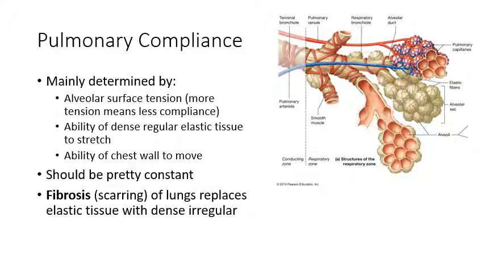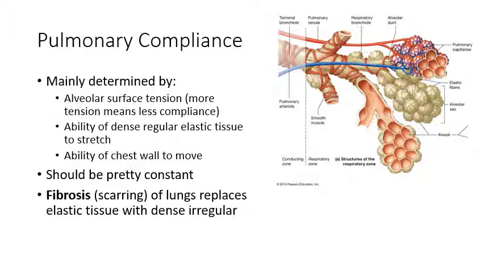Finally, we have pulmonary compliance, which is itself determined by the alveolar surface tension, by the ability of the elastic tissue in the lungs to stretch, and by the ability of the chest wall to move. So if you have more of that alveolar surface tension, there's going to be less compliance. It's going to be harder to get the alveoli to open because they're being pulled in by that surface tension. So low surface tension would mean a higher compliance.